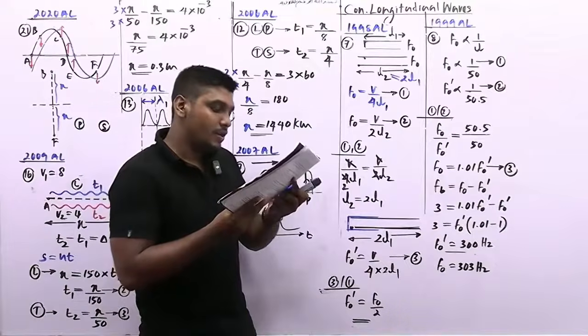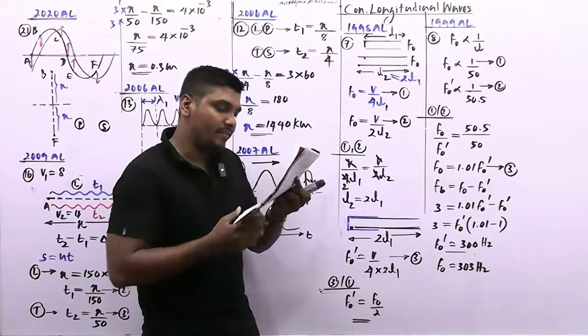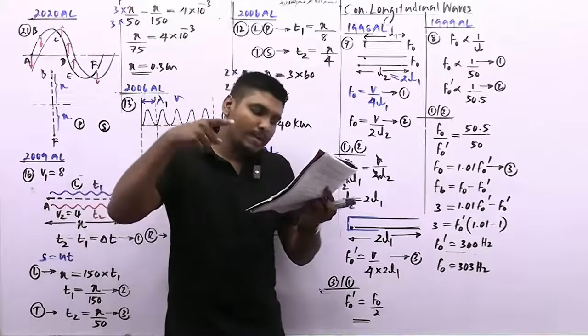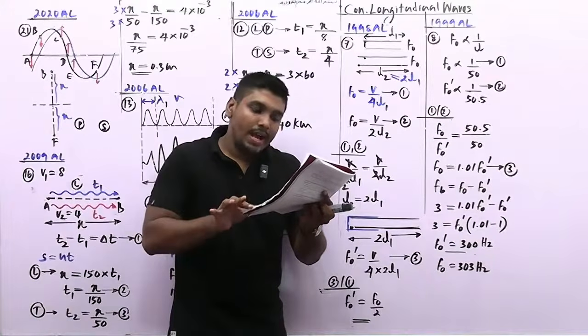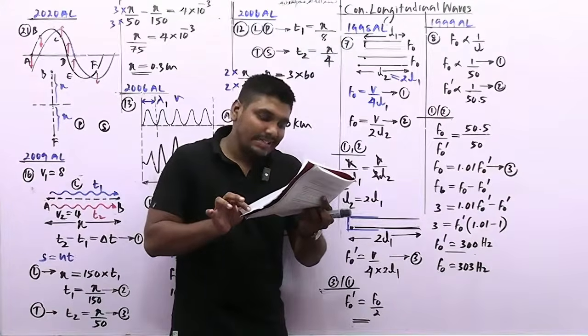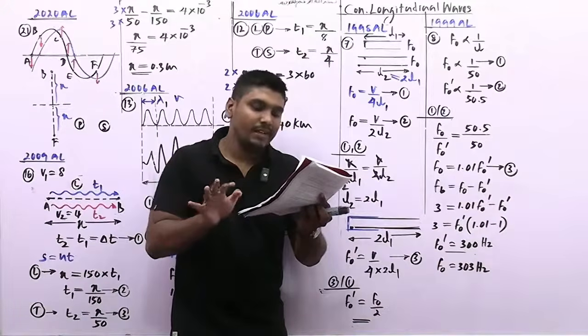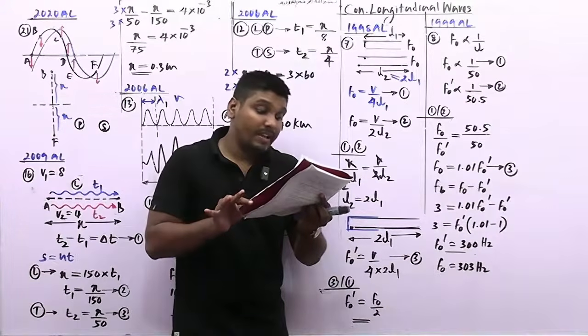Question 11. An organ pipe filled with oxygen has a fundamental frequency F naught. If the pipe is filled with hydrogen at the same temperature and pressure, the new fundamental frequency of the pipe is.